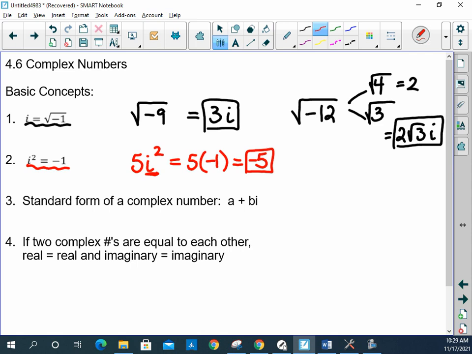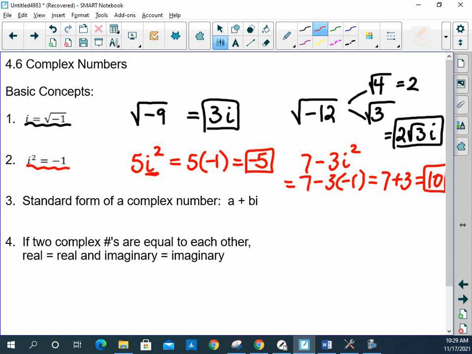Another example, 7 minus 3i squared. Same rules apply. So that gives you 7 minus 3 times -1. A negative times a negative is positive, so 7 plus 3 equals 10. So the first 2 parts are your basics of the imaginary number.